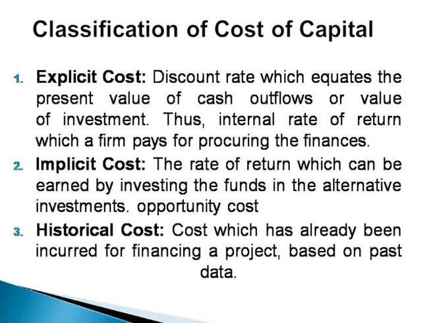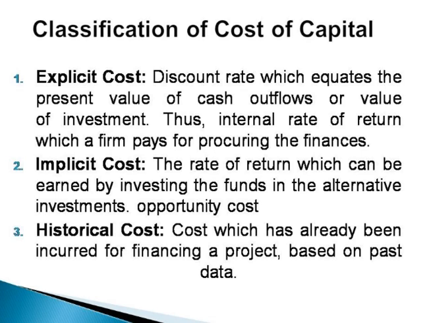The first one is explicit cost. It is the discount rate which equates the present value of cash outflow or value of investment. Thus, it is nothing but the internal rate of return which a firm pays for procuring the finance. So for getting the finance, whatever amount you pay, that would be your explicit cost.